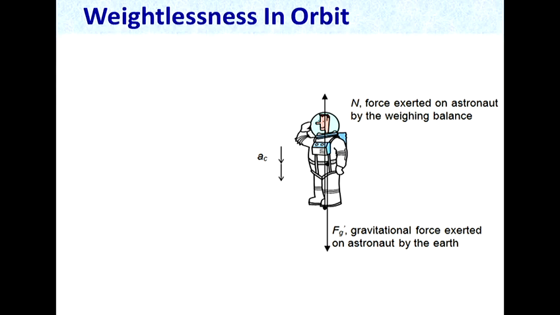Now we're going to look at the free body diagram of just the astronaut. We look at the forces acting on the astronaut. There's the weight, the gravitational force that Earth exerts on him, and there is the normal contact force which the weighing scale exerts on him. We want to find out how much this weighing balance is going to show.